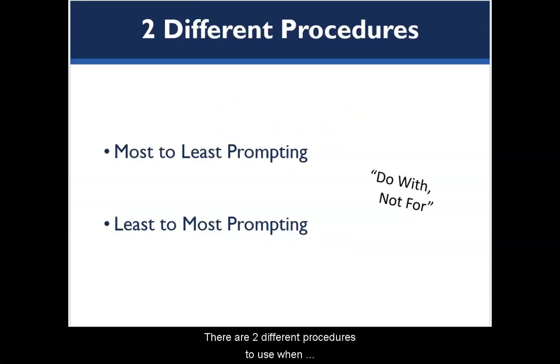There are two different procedures to use when prompting students in the classroom. One way is to prompt using most to least prompting procedures, and the other is the opposite, using least to most prompting. The difference between the two is the level you start with. Most to least prompting uses a high level of support or assistance to the student when teaching a skill, and then the prompting fades over time until a student is independent with the skill.